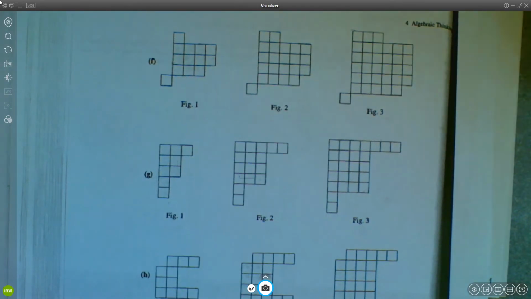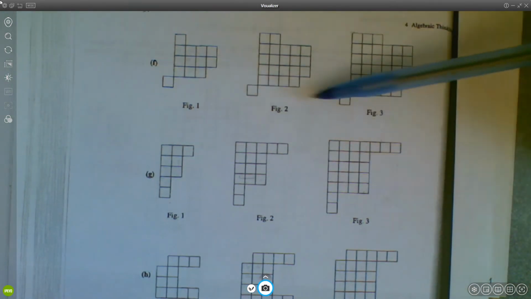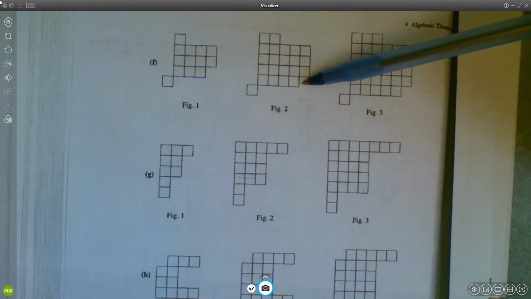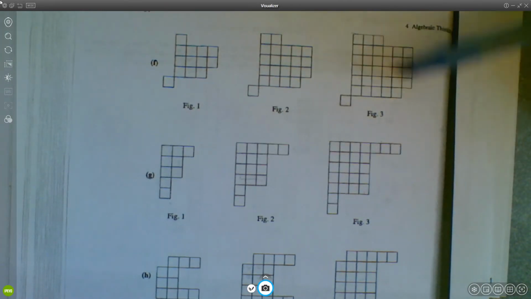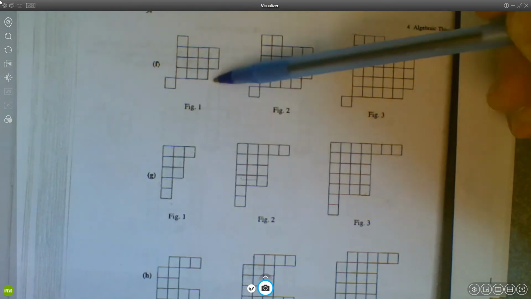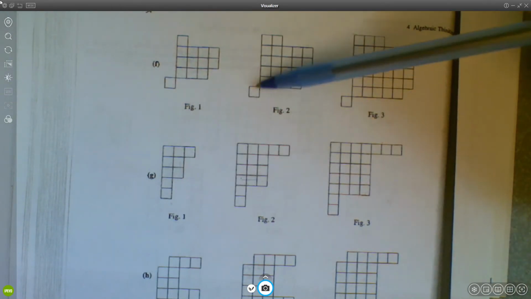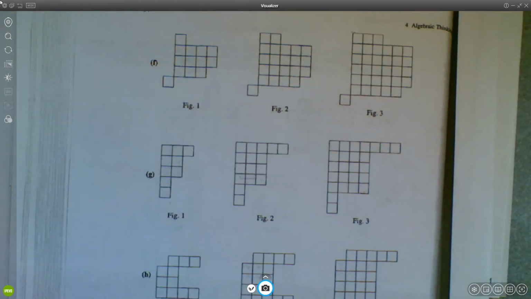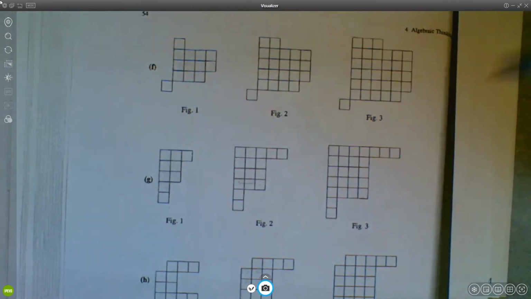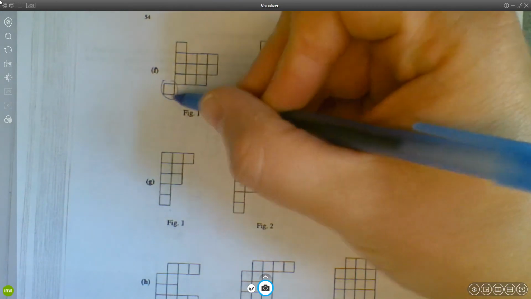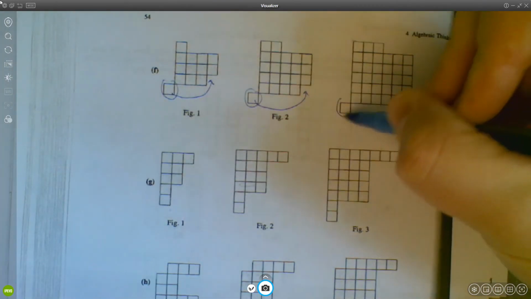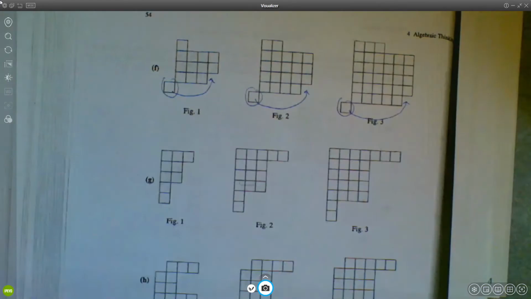here's what I noticed. I noticed that I have this weird square in each of the figures, but I also noticed that I'm missing a square in each of the figures. If I just move this square there in each of the figures, then it might be a little bit easier to figure out what's going on, right? So that's how I'm going to think about this. I'm going to imagine it this way instead, with this square filling in the hole.